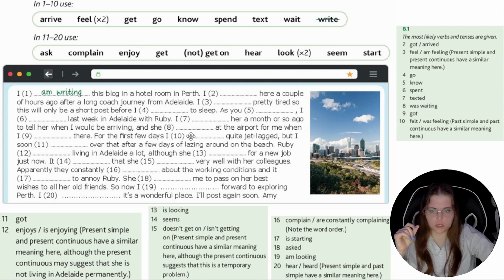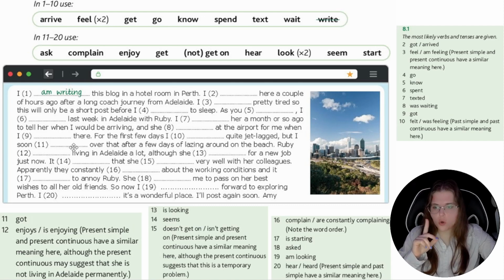But the situation is quite similar to this one. Like I feel or I'm feeling, I feel just a fact, I am feeling tired. But I soon got over that after a few days of lazing around the beach. After a few days, so I soon got over that.